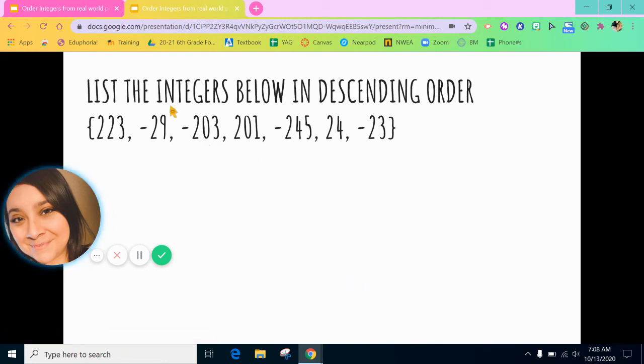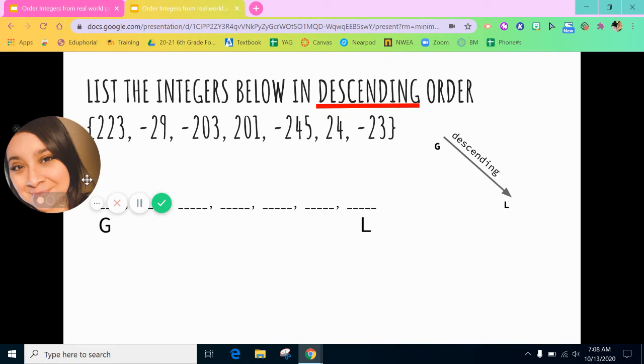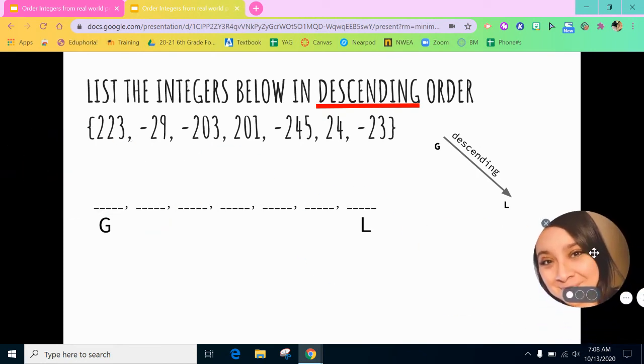And the last one is list the integers below in descending order. So these numbers are really big and they're very spaced out. So first of all, descending, we talked about earlier, descending is going down. So descending starts with the greatest and goes to the least. So we're going to put these 7 integers in order from greatest to least.